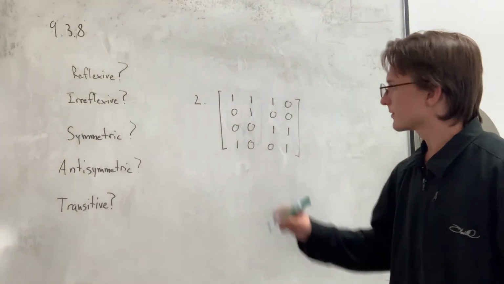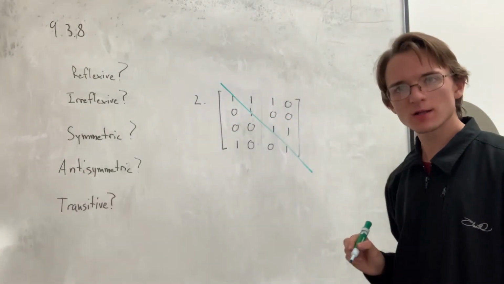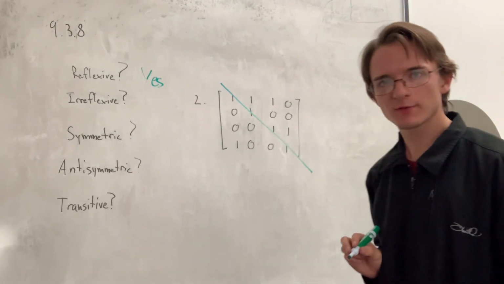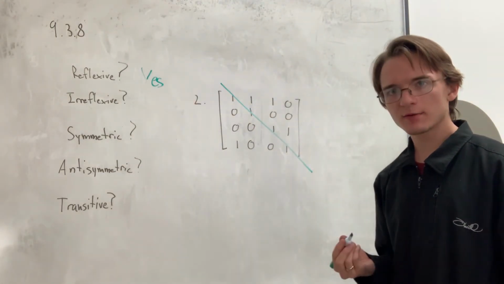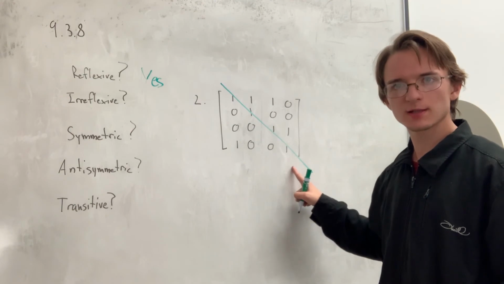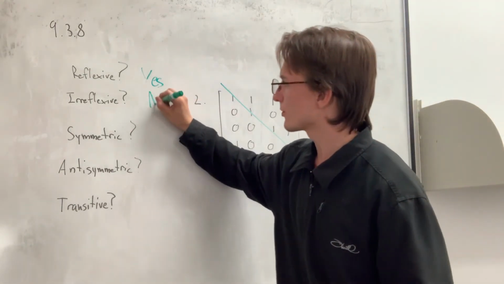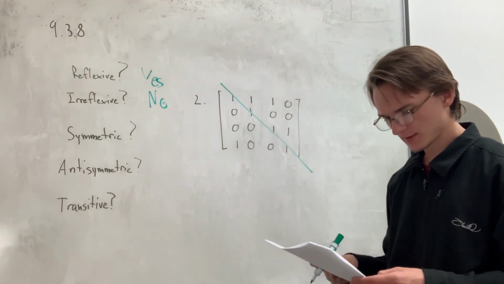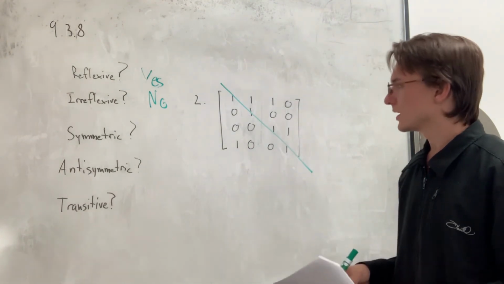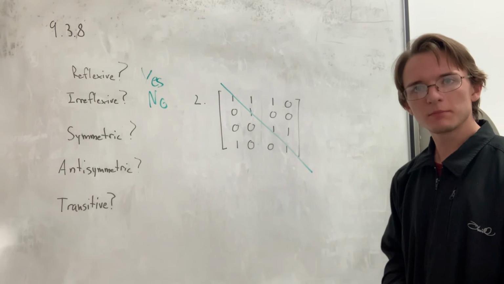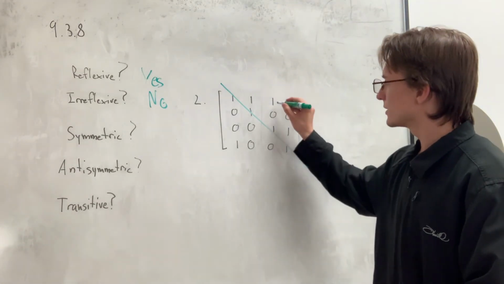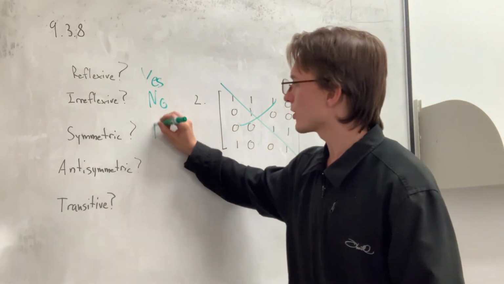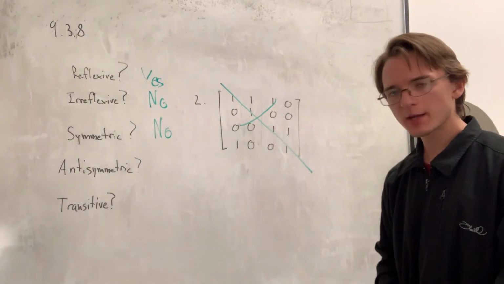Is it reflexive? All of the diagonals are 1s, so yes, it is reflexive. It is not irreflexive because at least one of the diagonals is a 1. So no, it is not irreflexive. Is it symmetric? No, it is not mirrored across the diagonal. This 1 corresponds to a 0 when you fold it.